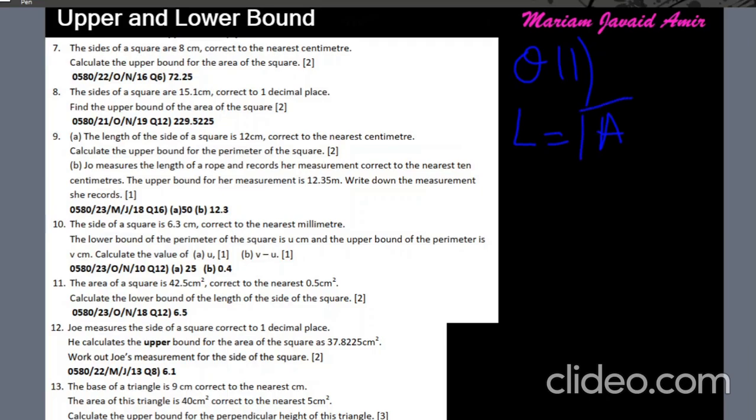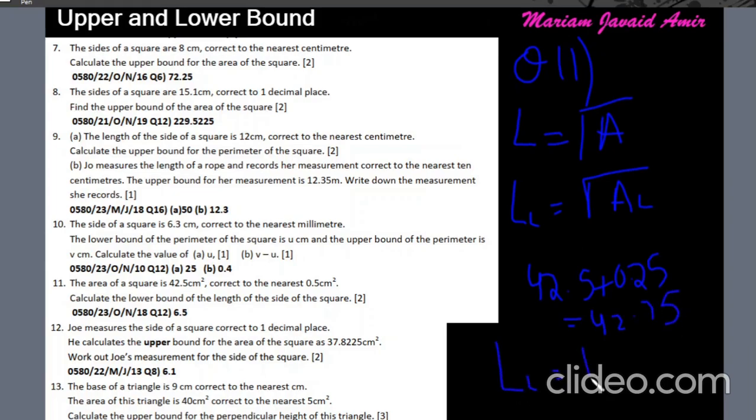Yes. So we need to find the lower bound of this length, which means we need the lower bound area. So lower bound area will be 42.5 plus 0.5 over 2, which is 0.25. So this becomes 42.75. So lower bound area is the square root of 42.75, and this gives us 6.538.